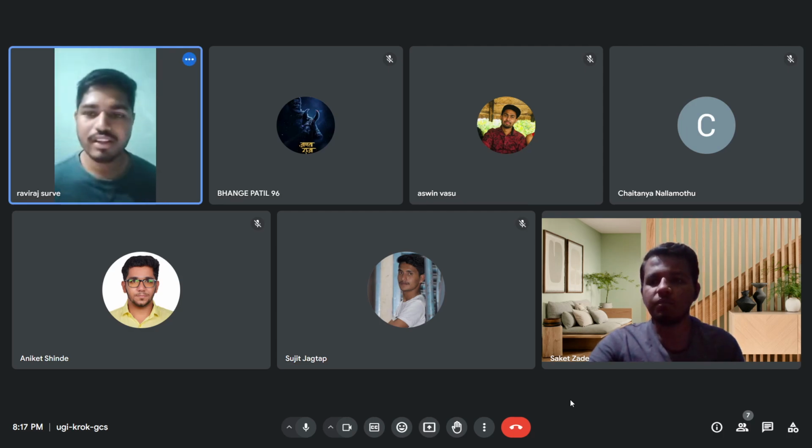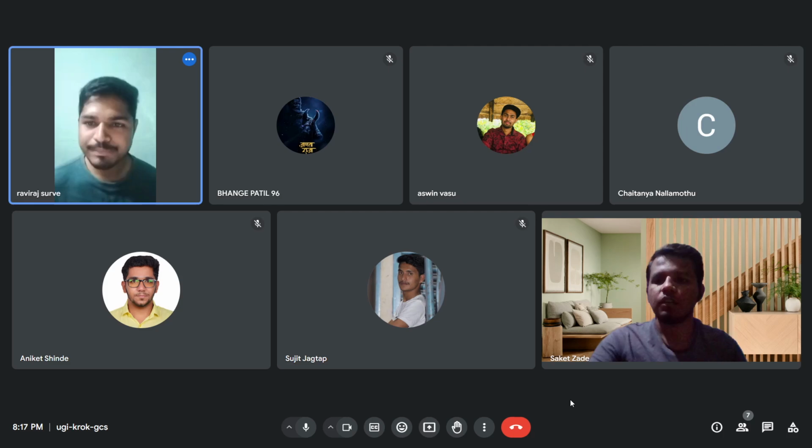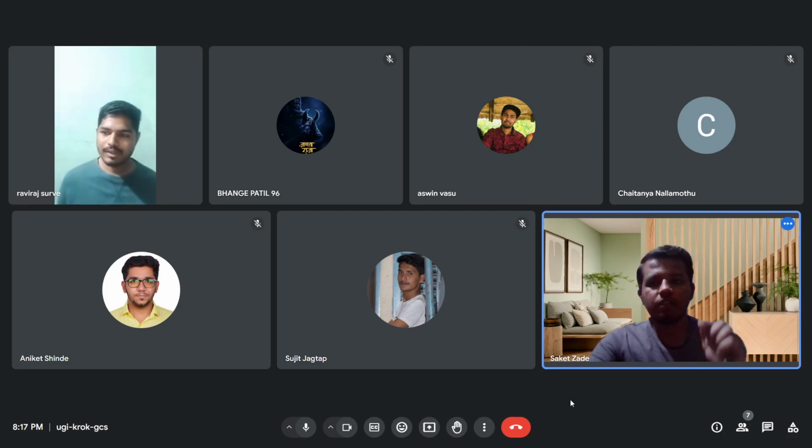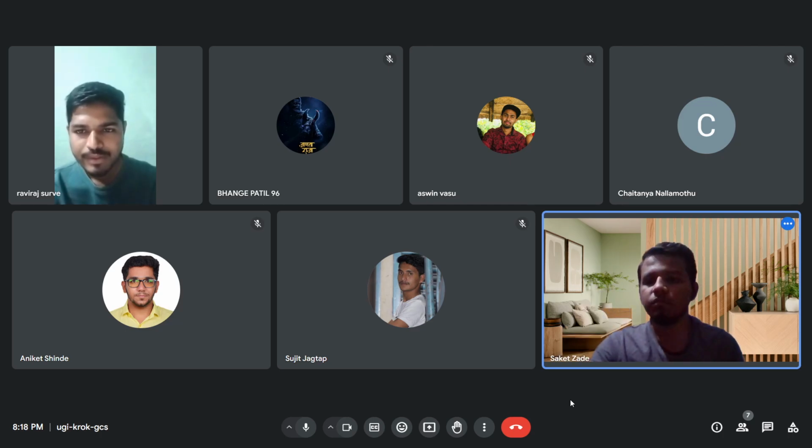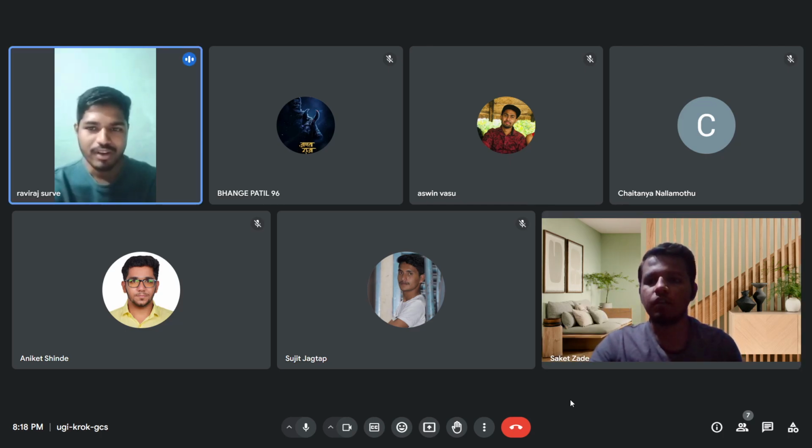So Saket, tell me what is the tappet clearance? Tappet clearance is the gap between the valve stem and the rocker arm. Okay, that is the tappet clearance. Yes.